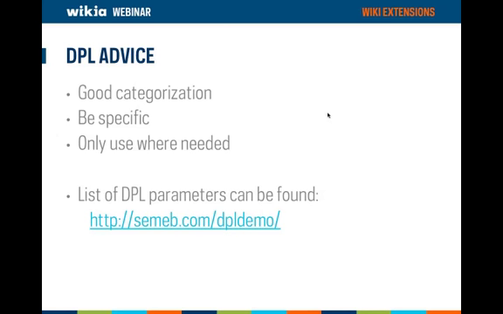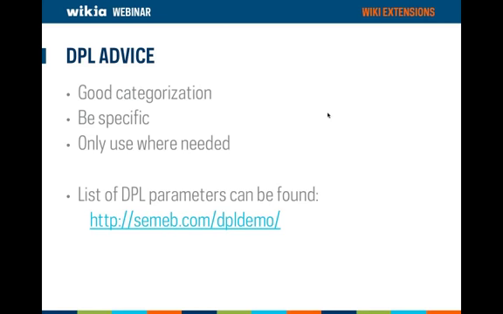As I mentioned, DPL is a great tool, but can get complex as well as taxing on the page load time, so here's a couple of pieces of advice. It works best with good categorization. Since DPL often pulls from categories, it is important to have a good category structure and to make sure to categorize pages properly. Be specific. DPL can display up to 500 results, so the more specific the query, the more useful your results will be.